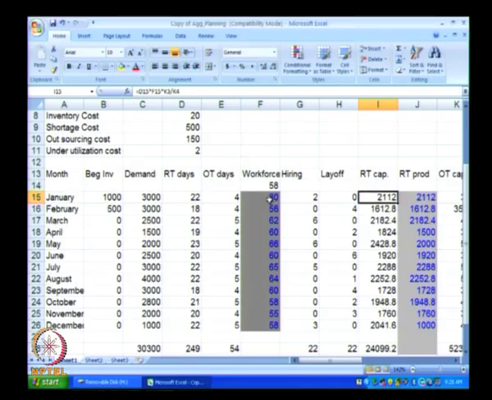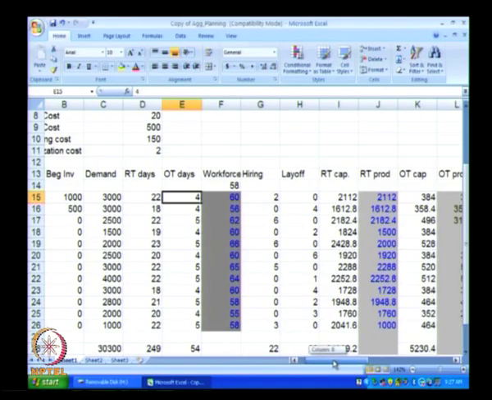Now this comes from, we have 60 people, each works for 16 hours in a day. So that is 960, 960 divided by 10 is 96. So each day we can make 96 units. So in 22 days we can make 2112 units. Similarly, in 4 overtime days multiplied by 96, we have overtime capacity of 384.